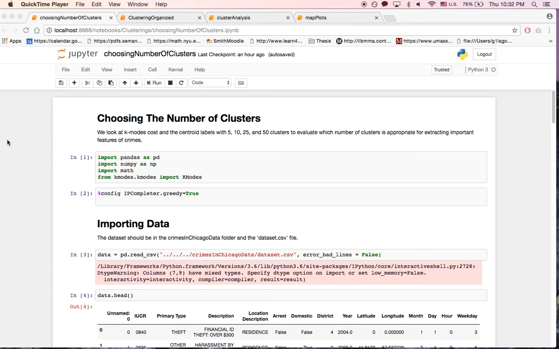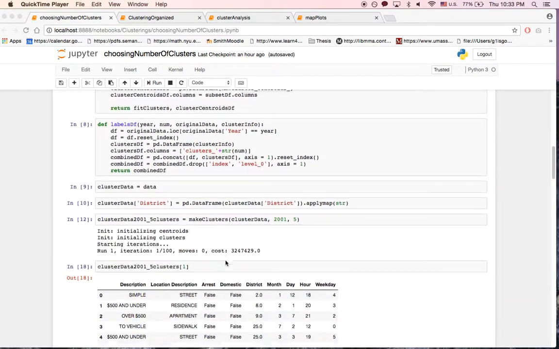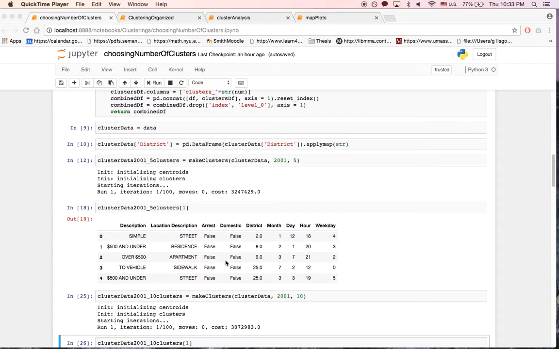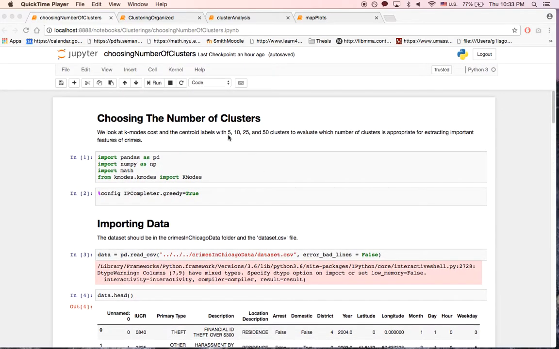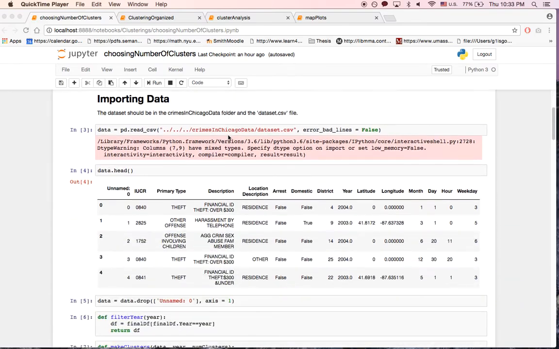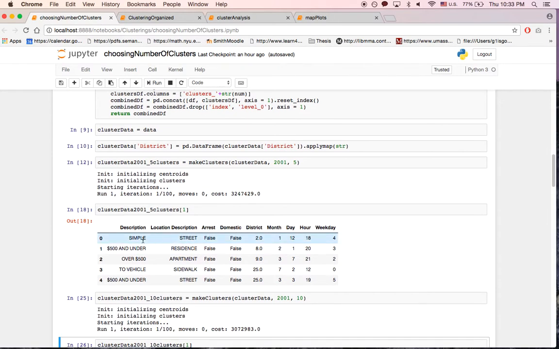So the first thing that we did was we imported the dataset from the Crimes in Chicago data folder, the dataset.csv. And then we basically looked at the centroids from each number of clusters. The numbers of clusters that we had were 5, 10, 25, and 50. And each time we make a cluster, it provides a cost that's embedded within the library that we're using. And then we can also examine the centroid labels.